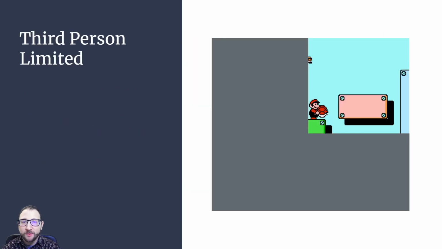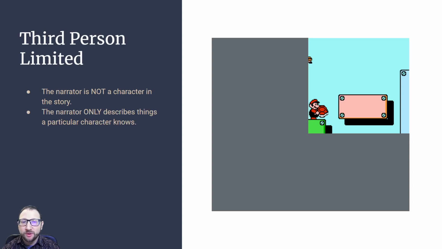Third-person limited is common when the author wants to be able to surprise their reader, like with scary stories and mysteries. Because it's third person, the narrator is not a character in the story, instead they are an observer. However, they are limited to knowing only the things that a particular character knows. I have masked this scene in Super Mario Bros. 3 to show you what it might look like.